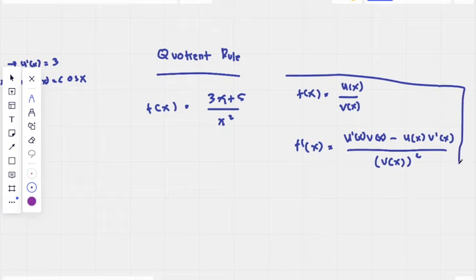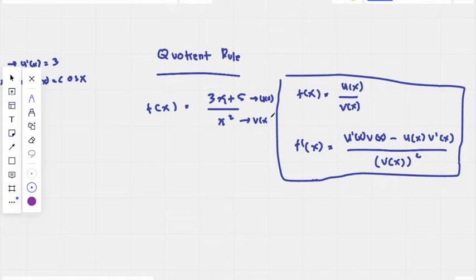Okay, and then let's try to solve this one. So let the numerator be u(x) and the denominator be v(x). Then we can find the first derivative. Okay, u(x) equals 3x plus 5.